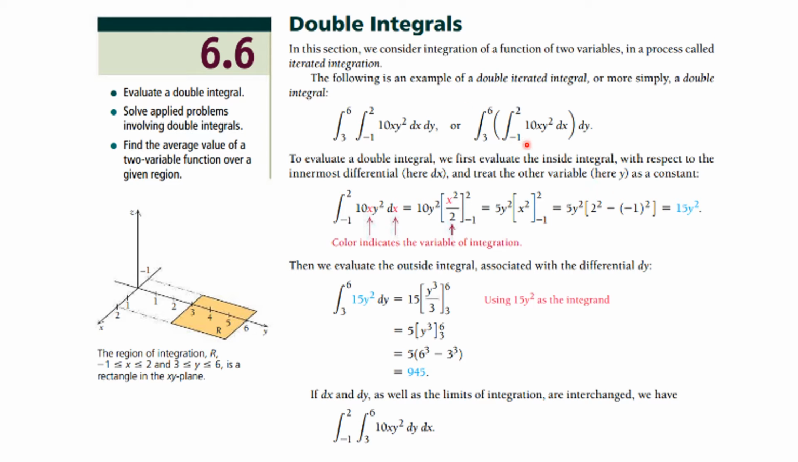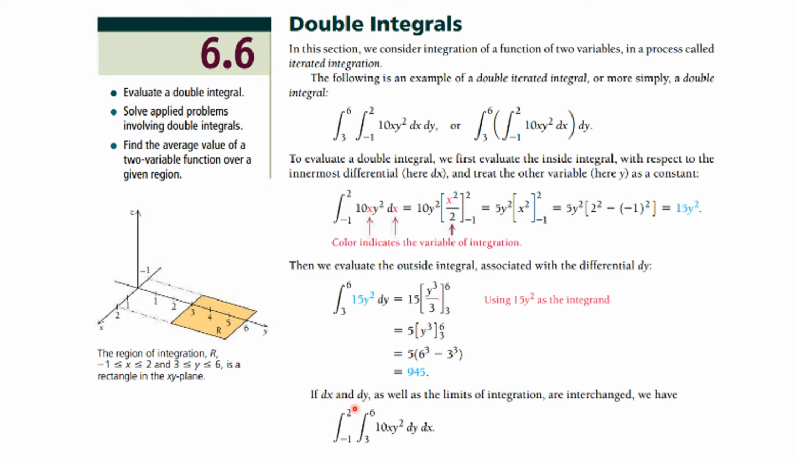So when I integrate this inner integral here, I get 15y squared. But now I have to integrate from 3 to 6. So I go out here 3 to 6, but now it's 15y squared. Add 1 to the exponent, divide by the new exponent, I get this. 3 goes into 15 5 times. Then I evaluate it at the top and the bottom, and I get 945. So you see that is the integral. This iterated integral is 945.